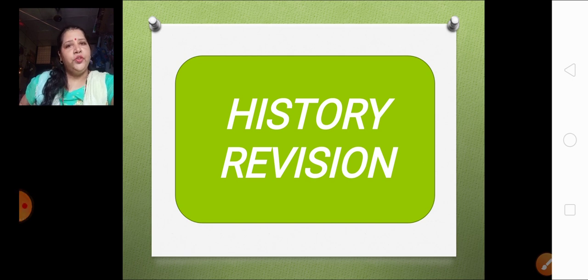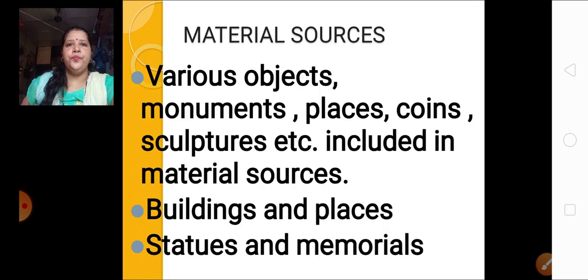Children, this week we are going to do the revision of the lessons for the unit test exam. Firstly, we'll start with the history revision. First we'll revise the lesson, and only then I'll tell you what type of questions are going to come for the unit test. Okay, let's start with the revision, children.